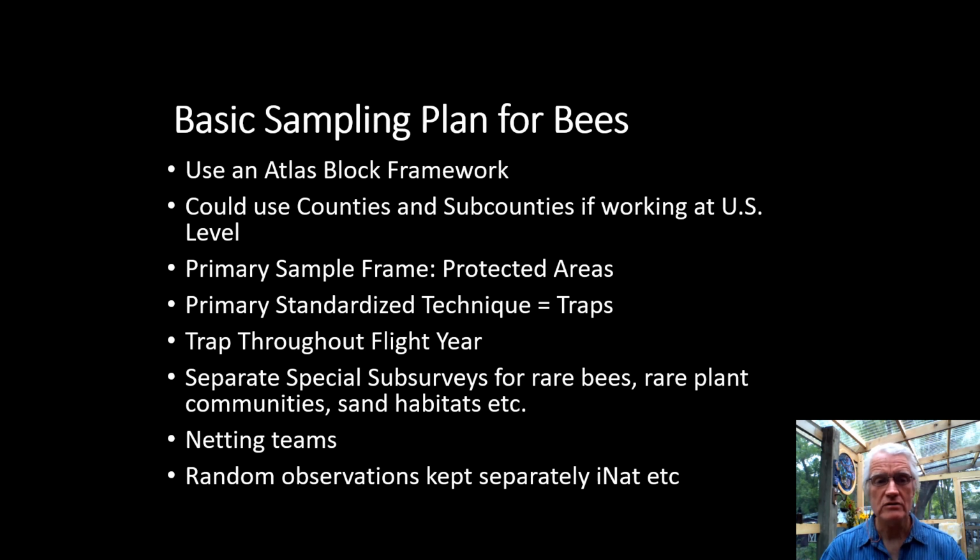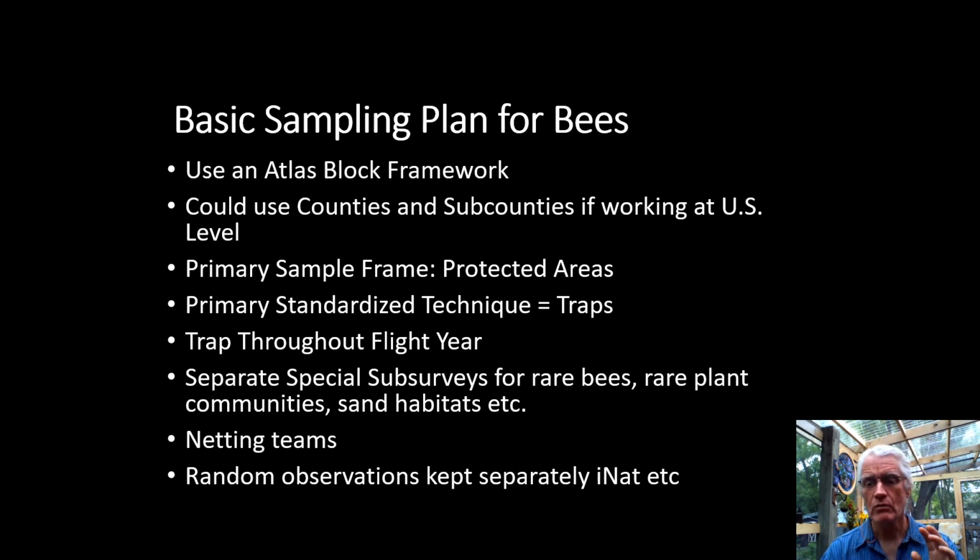This is the last slide. These are my recommendations, and they're completely open to interpretation and changes, but this is kind of what my thinking would be. You would have an atlas block framework, and that could be counties and sub-counties within the United States as your blocking factor. Those would be the atlas units, or it could be many other kinds. You divide it by the national grid or something.